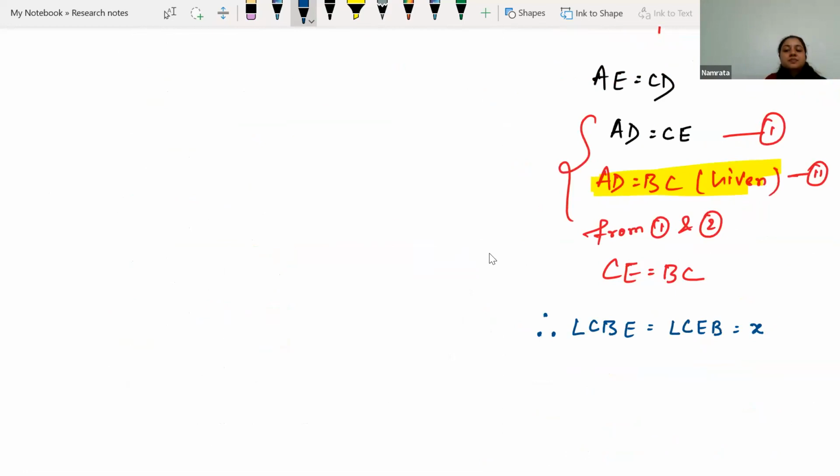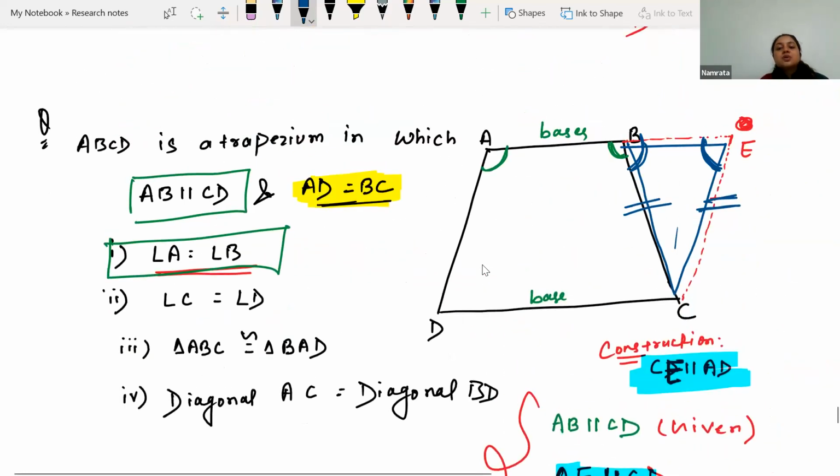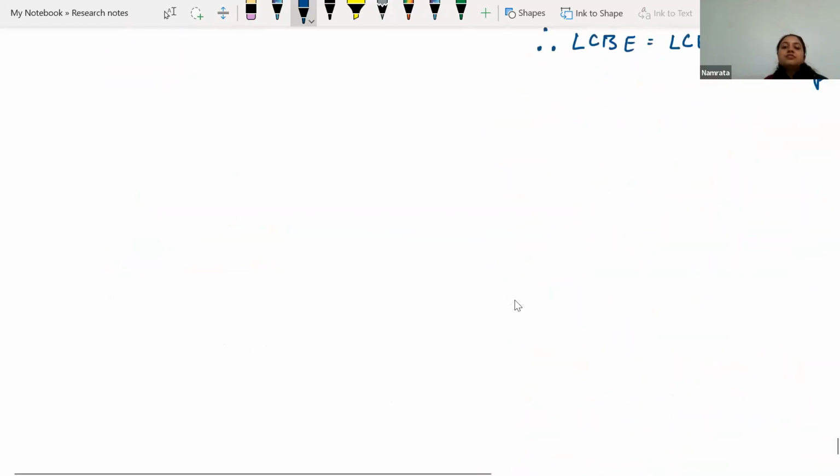Let's say it's X. So these two are X. Then can I say angle CBA will be 180 minus X? Linear pair. Yes, ma'am. Therefore angle CBA will be 180 minus X, linear pair.